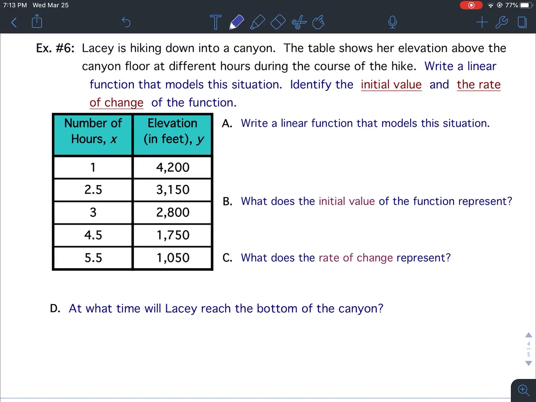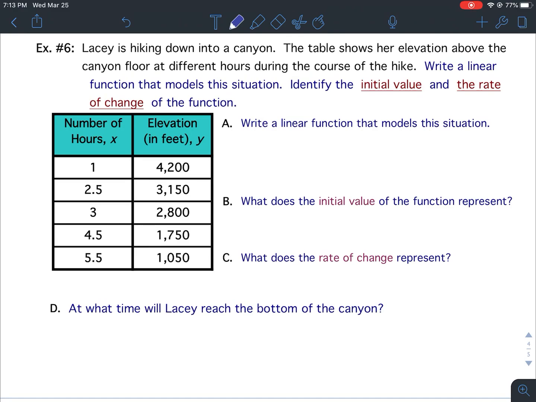Okay, so she's hiking down into a canyon. If you can picture this, she's at the top of the canyon. So that at the top of the canyon is her maximum height. That's the highest point she's going to be. And as she hikes down into the canyon, by the time she reaches the bottom, her elevation will be 0, because the elevation is measured from the bottom of the canyon. So the base of the canyon, the floor of the canyon, is 0. And then at the top of the canyon, that would be greater than 0, and it's going to be her maximum height, her maximum elevation.